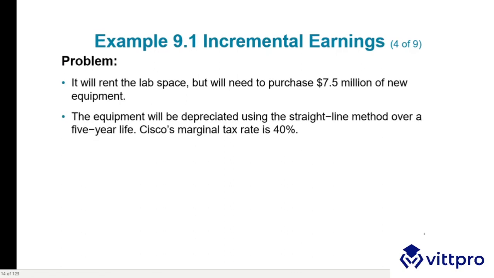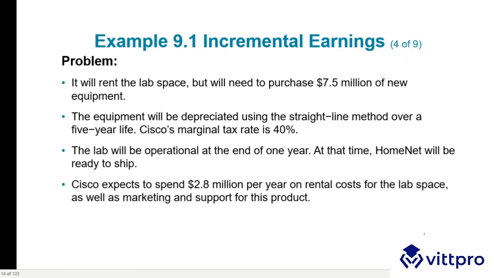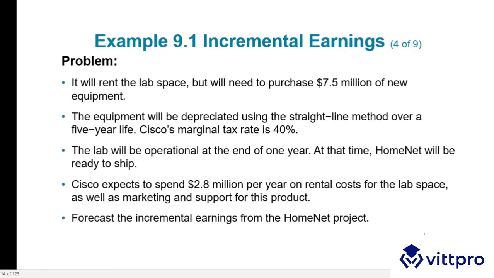Then the other thing is, to rent the lab you have to spend a total of nearly $7.5 million on new equipment. The depreciation is straight line over a 5 year period, 40% tax rate, and the lab will be operational at the end of year 1. At that time the HomeNet will be ready to ship. It expects to spend $2.8 million per year on rental cost of the lab space, as well as marketing and support for this product.